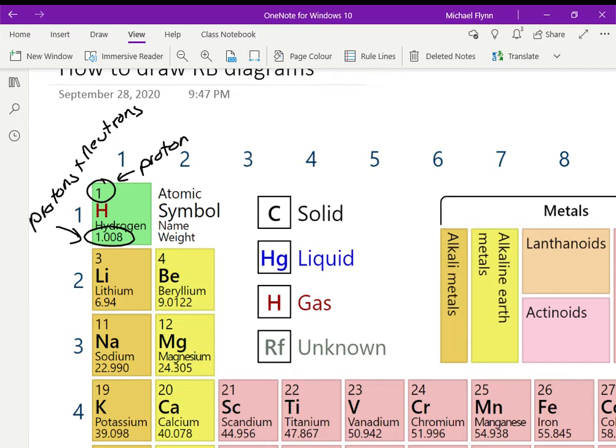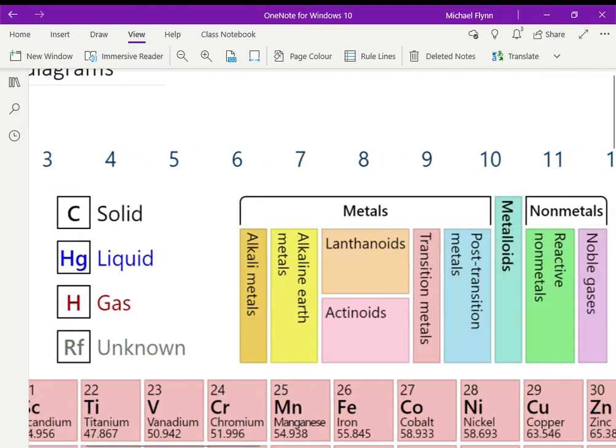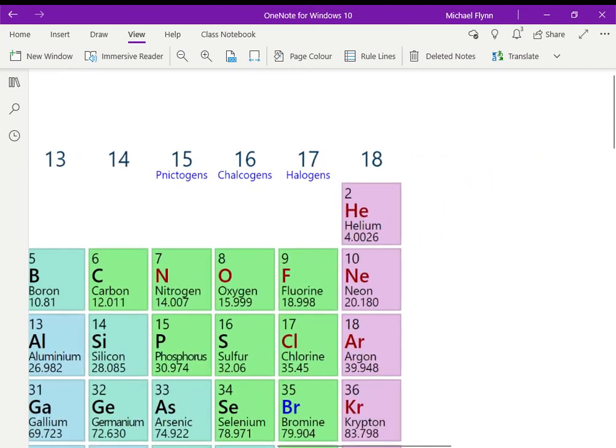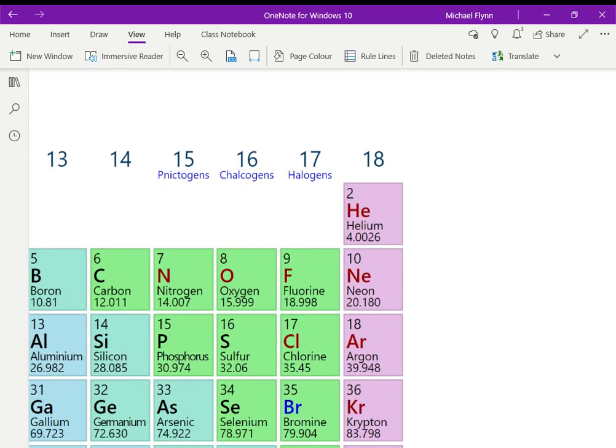So, moving across the first row, you'll find helium. The rows are called periods, like I explained before. So in the first period, there's only 2 elements. Now, helium has 2 protons. And that's why it's element number 2.